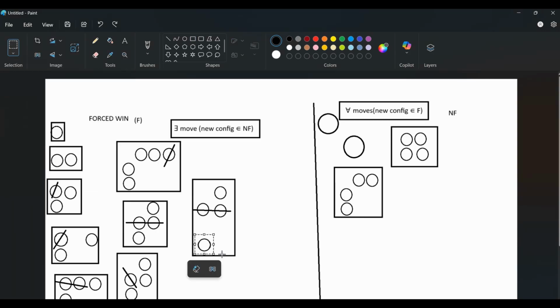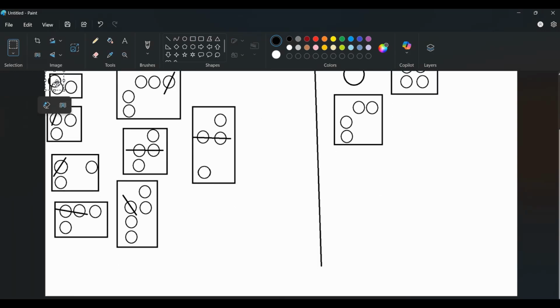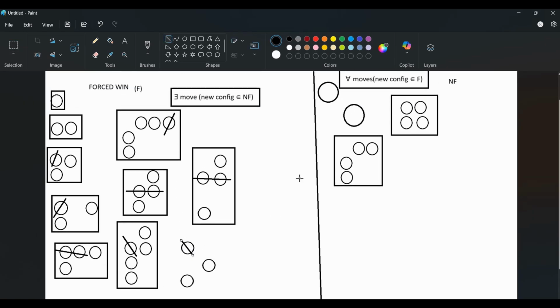Let's come up with some other configurations. What if I have three separate circles? Then that would be favorable as well. If I remove this, then this configuration belongs to NF.